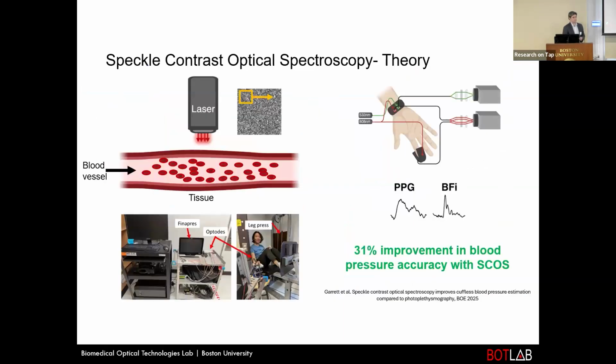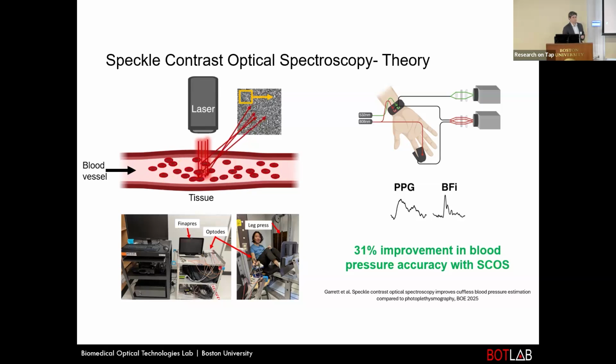The first one is related to cuffless blood pressure monitoring, and it's using a technique called spectral contrast optical spectroscopy, or SCOS. Here we use a laser. We send it into tissue. Red blood cells scatter light strongly. We measure the speckle pattern that comes back out of the tissue with a two-dimensional CMOS detector. As those red blood cells travel, they're going to change the speckle pattern. We use this to measure their blood flow.